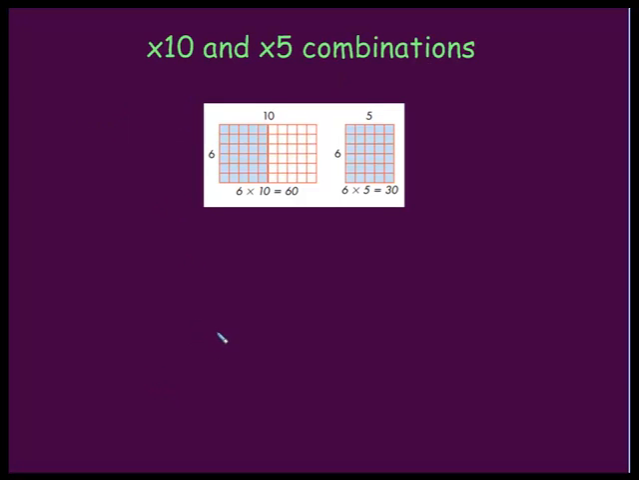The times 10 and times 5 combinations go together. The times 10 is the easiest combination. Once you have learned your times 10, your times 5 is just taking half of that. So look at your example here. This is 6 times 10 equals 60. Well, 6 times 5 is just half of the 60, which is 30. So let's say we had 5 times 10, which is 50. Those are always the easy ones because it's like we're skip counting by tens. So 5 times 5 would just be half of the 50, which is 25.